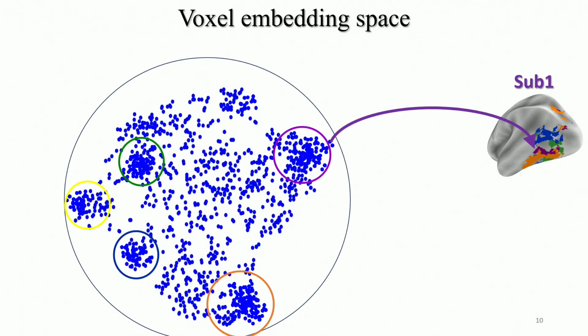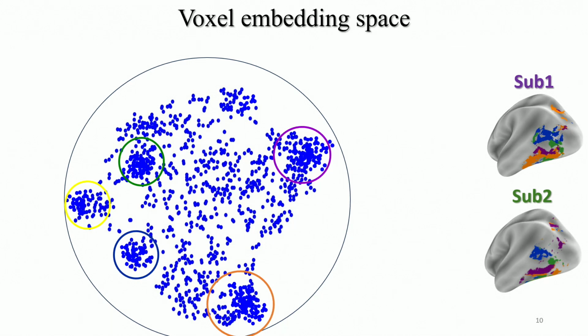Here are 4 example clusters for one hemisphere of a single subject. Notice that each cluster is spatially localized. Now let's look at the second subject. Because the embedding is shared across subjects, we can perform co-clustering and find the corresponding functional regions across people. The model has no anatomical information or voxel location. This organization is learned entirely from the data.